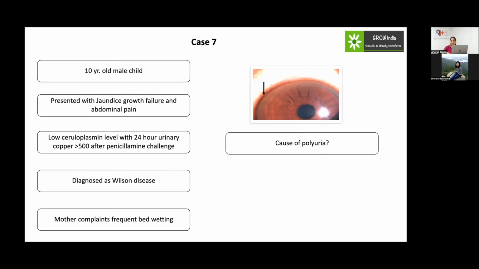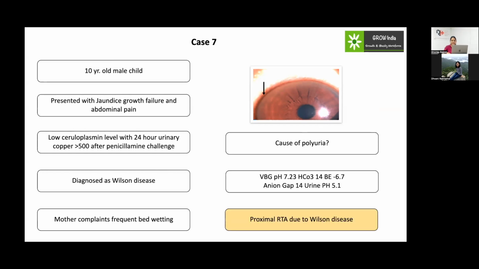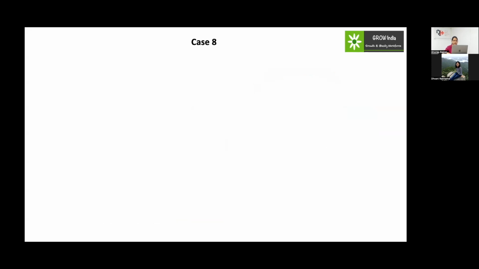I think it's very clear here. You've already discussed tyrosinemia, cystinosis. Which form of RTA do they cause? Generally proximal. Any answers? No one has given the answer. Definitely, it's proximal RTA due to Wilson's disease.